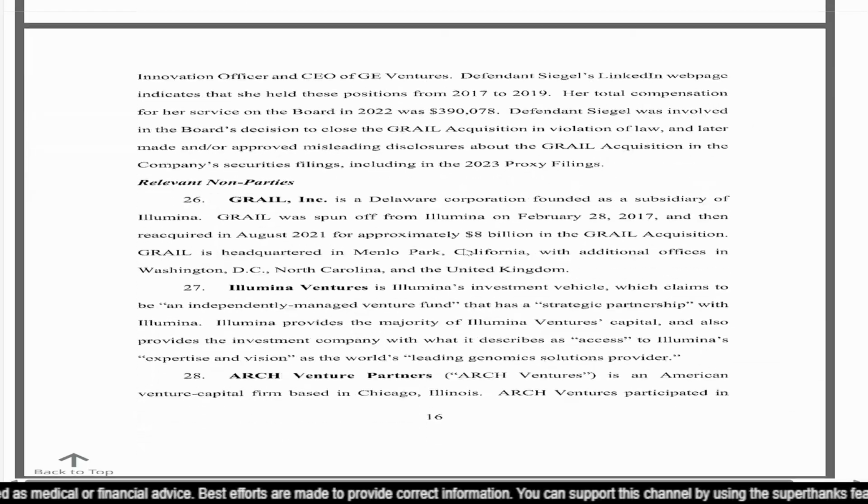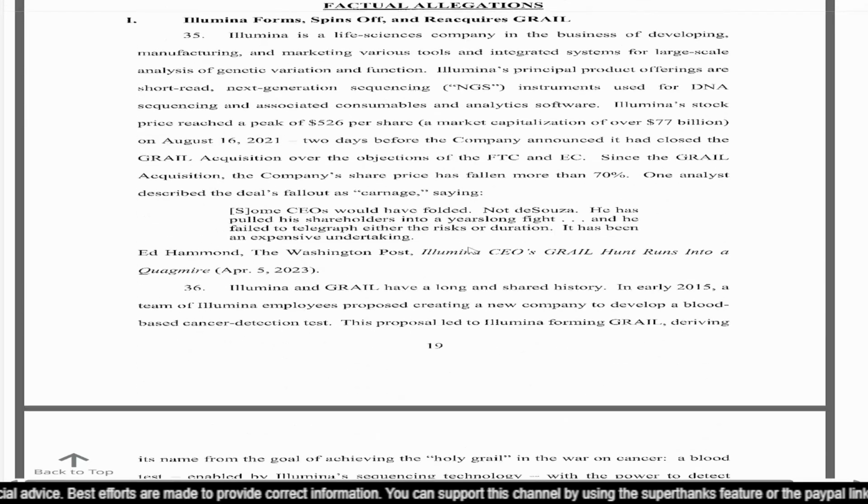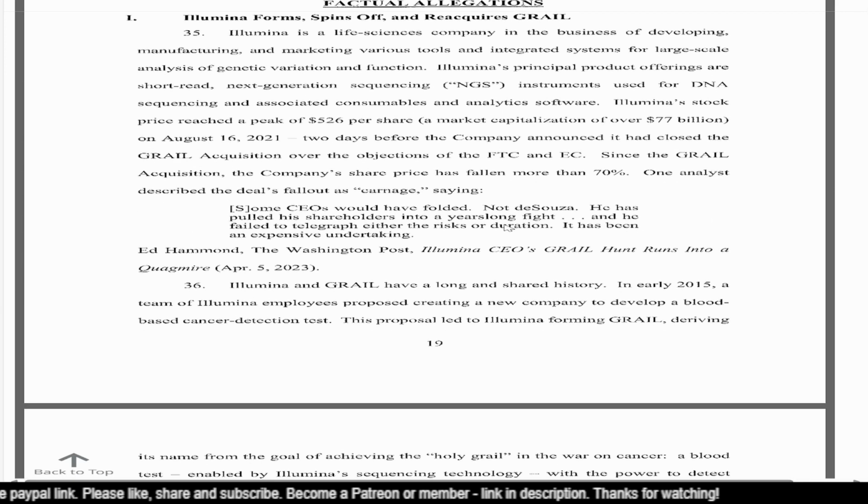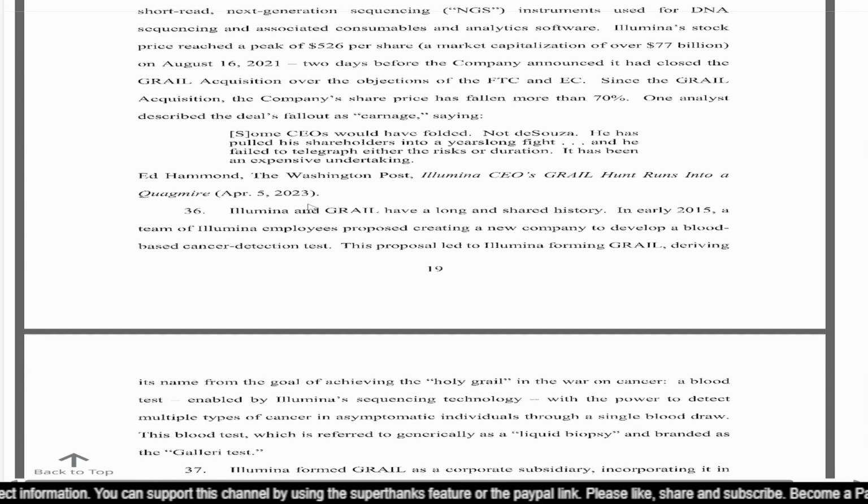And then we go on to page 19, where you will see the factual allegations that have been given. And out here, it traces the fall of Illumina's stock price from $526 by more than 70%, and yet D'Souza was unfazed. So it quotes one analyst, who described the deal's fallout as a carnage, saying, some CEOs would have folded, not D'Souza. He has pulled his shareholders into a years-long fight, and he failed to telegraph either the risks or duration. It has been an expensive undertaking. So there are some quotes from analysts also added in here for good effect.